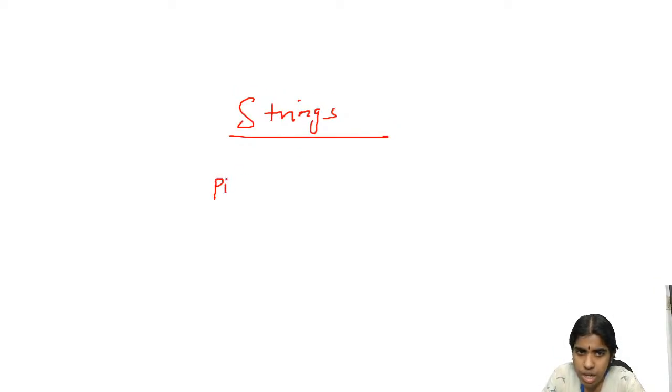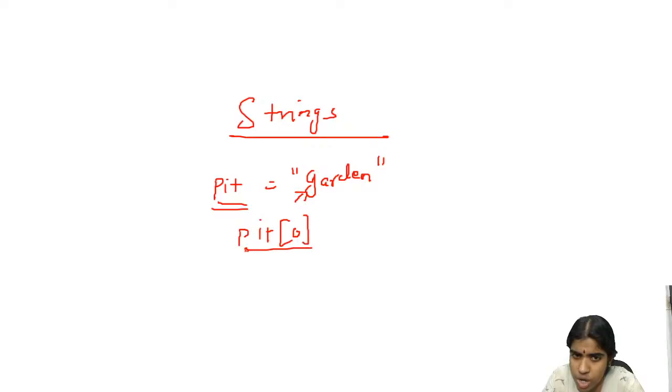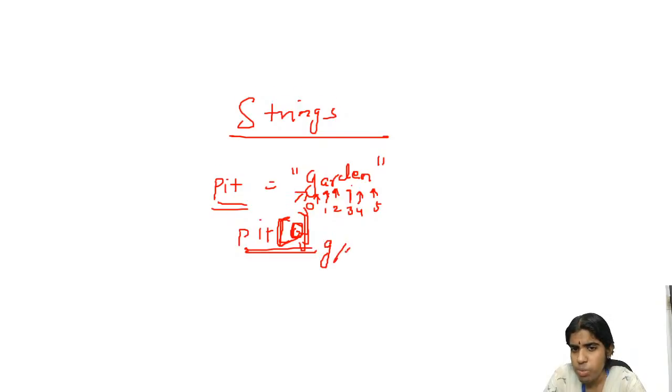For example, I am just storing a string called garden. I am storing it in the variable called pit. Inside this, if I want to fetch the character at the 0th index, I have to specify the corresponding index value within square brackets, and the indexing starts from 0. At the 0th index, G is stored. At the first index, A is stored. At the second index, R is stored. Third index, D is stored. Fourth index, E is stored. And at the fifth index, N is stored. So within square brackets, I have to specify the corresponding index value. At the 0th index, whichever element is present in my string, G, will be displayed at the output.